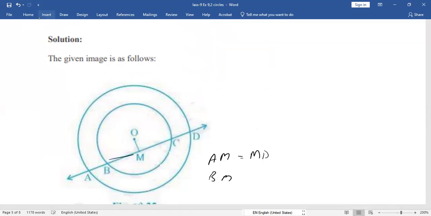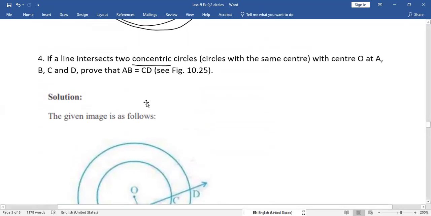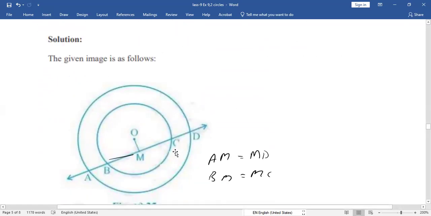This is BM. BM is equal to MC. Okay, fine. Now what do you have to prove? What do you have to find out? Prove that AB is equal to CD.